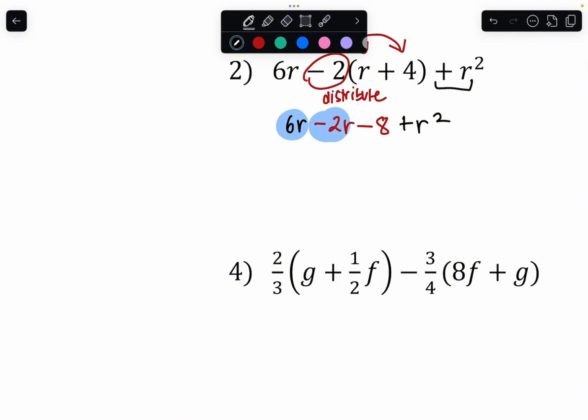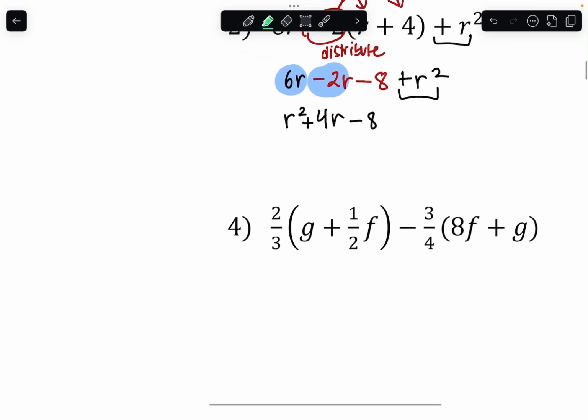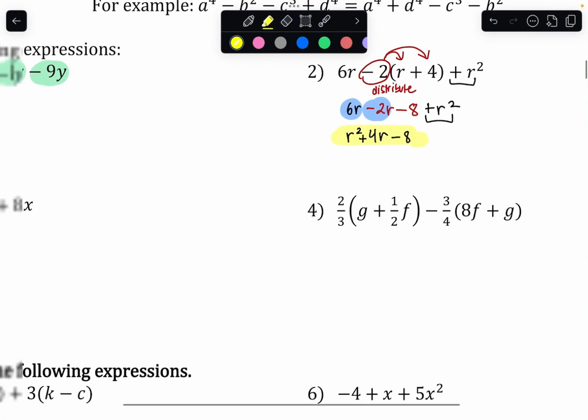And so 6r minus 2r is 4r. We still have this r squared. We're going to write him in front. And then we're going to put the negative 8 at the end. And so our final answer in the correct order is r squared plus 4r minus 8.